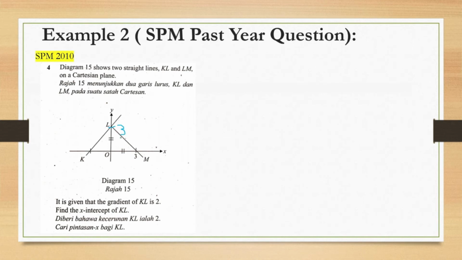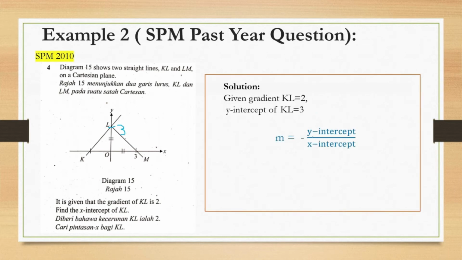Now we have the information of the gradient and also the y-intercept. So we can use the previous formula, which is m is equal to negative y-intercept over x-intercept. We just need to substitute the values inside, and then we'll get x-intercept is equal to negative 3 over 2.